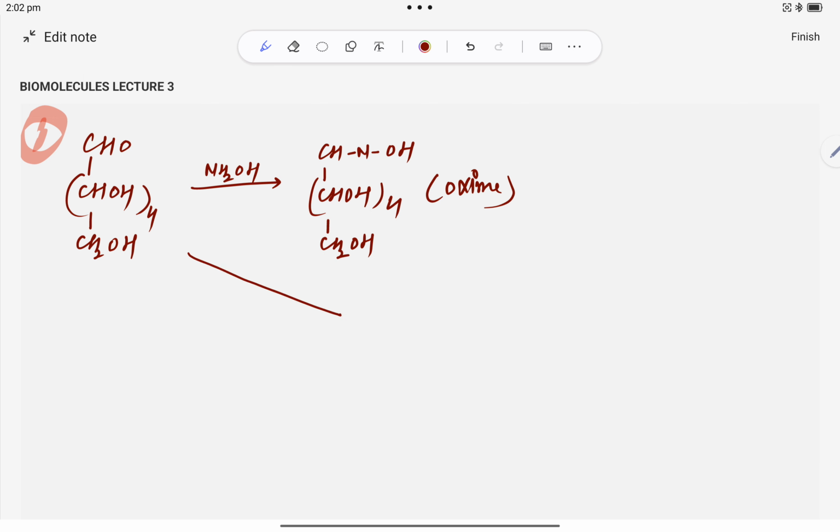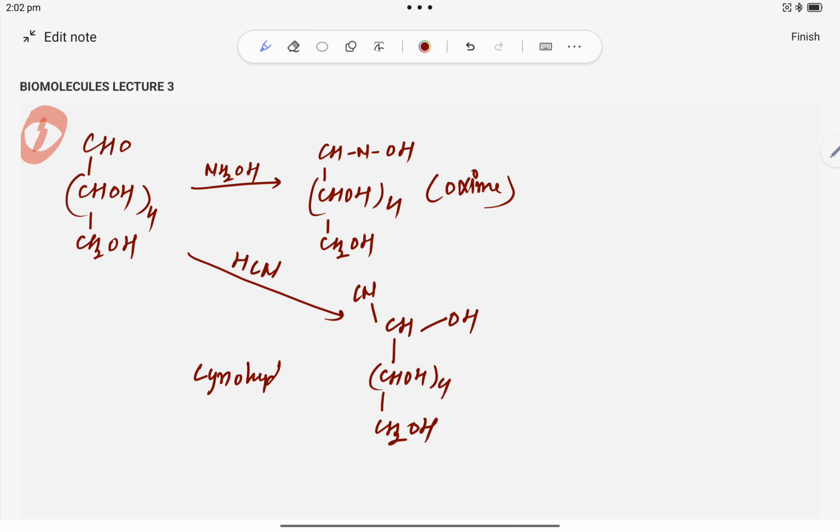At the same time, if you react this glucose molecule with HCN, then what happens? The CN will attach, and CHOH four times and CH2OH. What is forming? It is forming cyanohydrin. Cyano means cyanide, hydrin means OH group.